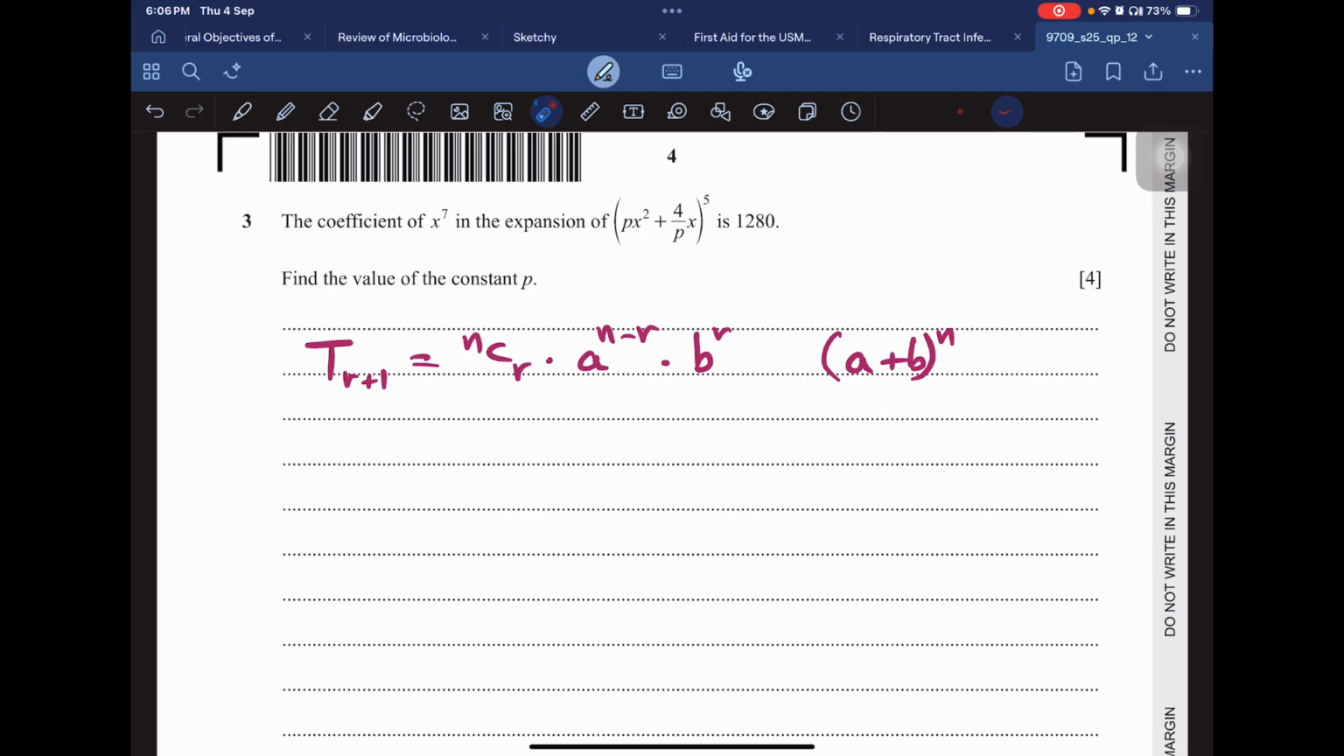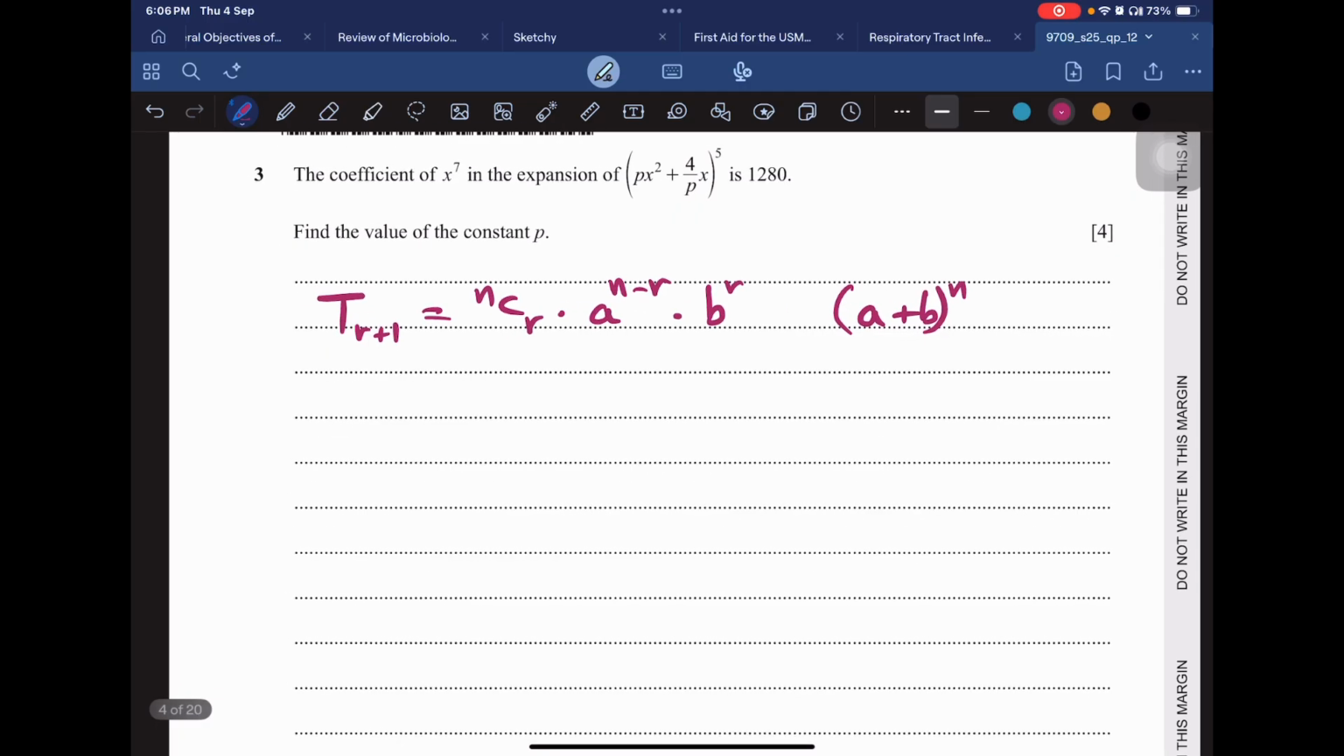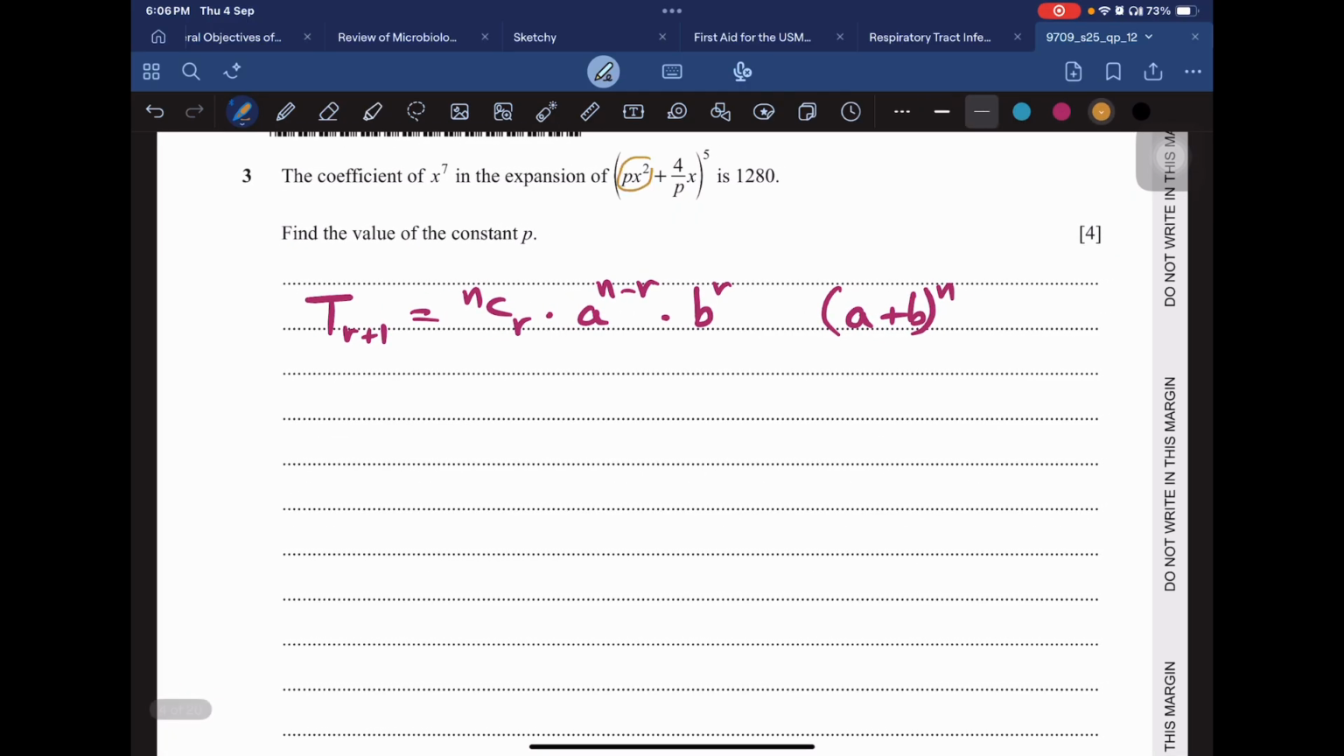So for the first term, the value of r will be 0. For the second term, the value of r will be 1, and so on. Okay? So over here, you need to find the coefficient of x power 7 in the expansion of this. So we know that over here, px power 2 is a, 4x upon p is b, and obviously 5 is n. So we'll replace a and b and n with these values.